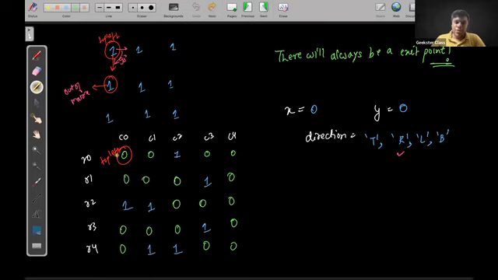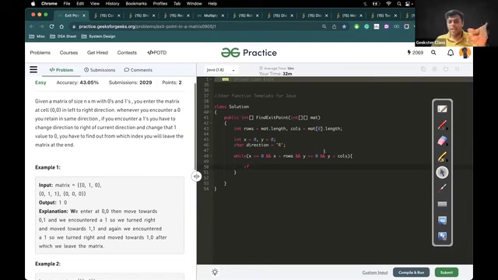If the cell is 0, move in the same direction. But if the cell is 1, rotate first and then move also. So rotate भी करना है और move भी करना है. So I can say move. I have to do the moving operation, the coordinate updation operation, in both the cases. Either the cell is 0 or the cell is 1. So I am writing it after the if else, after the if condition.